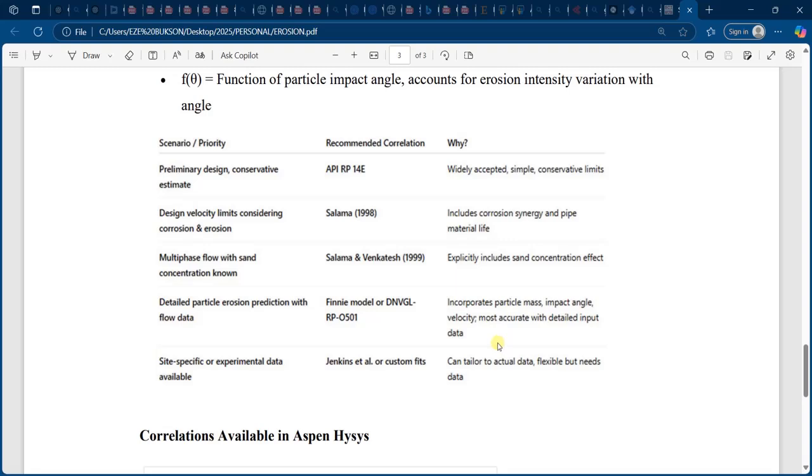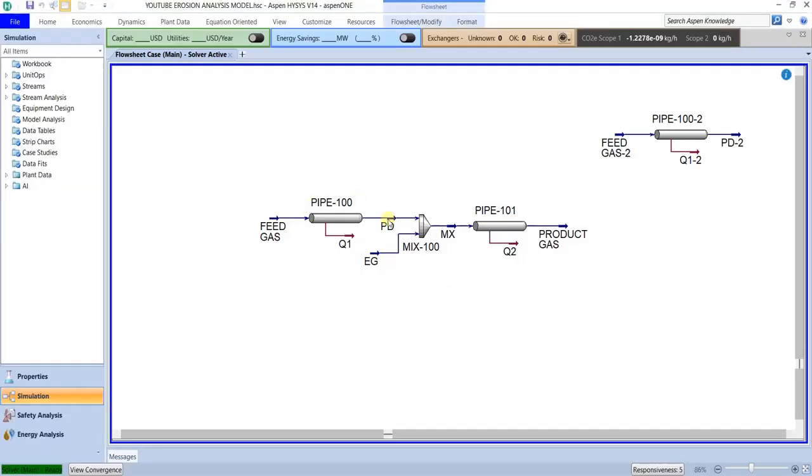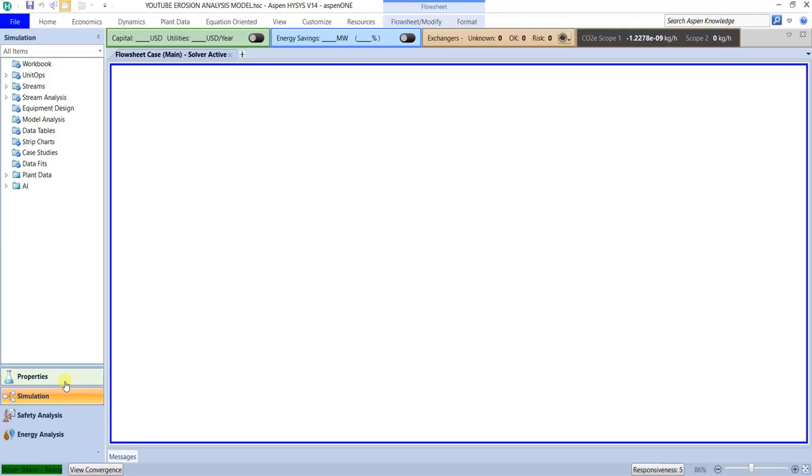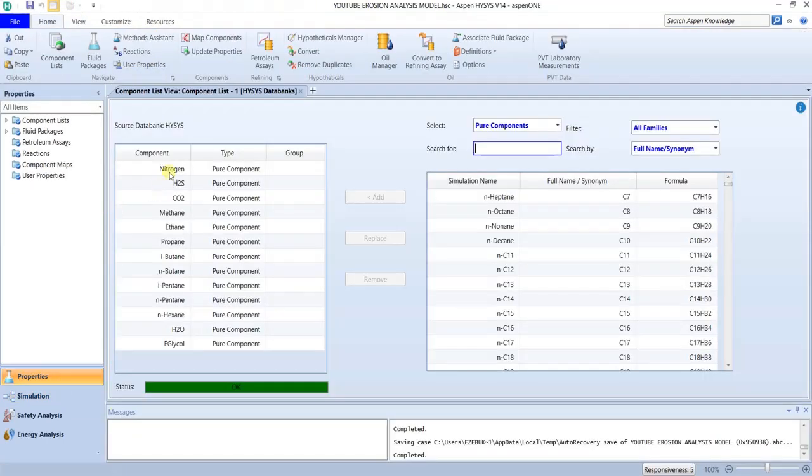At this point, we will go over to the software to see how modeling erosion in the software works, right? For that, we'll be making use of a section of this particular model to do this illustration. So we start with the components.